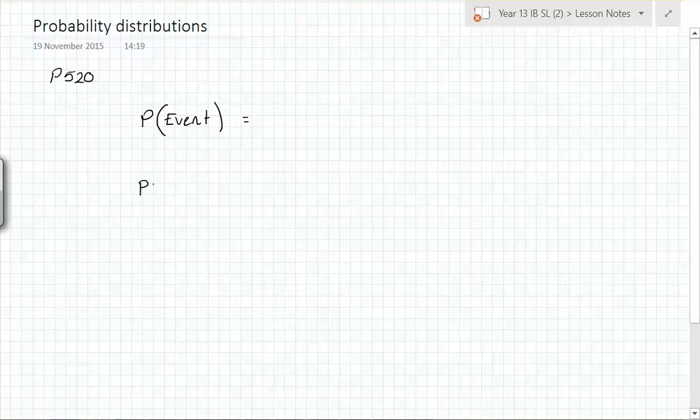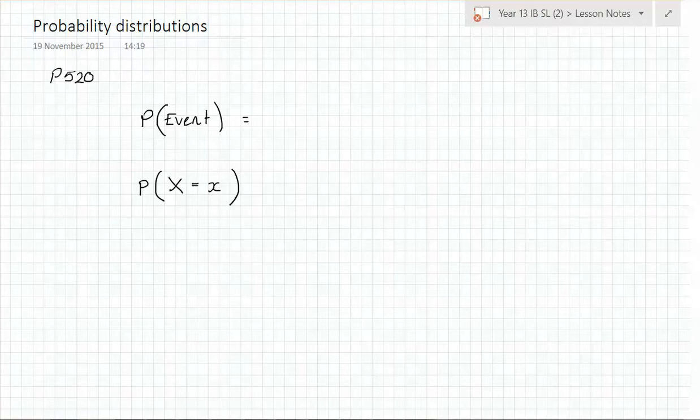So what we say now is we have the probability that the event is a certain outcome. So we've got a capital X and a little x, right? So that just means the probability that this is going to equal this, right? So the probability of rolling a dice is 6, I would say in that way.